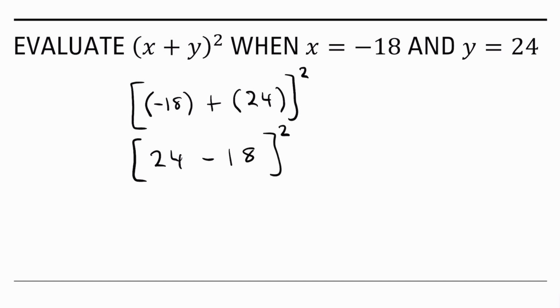That whole thing would be squared. 24 minus 18 will be 6. Now it needs to be squared still. And then 6 squared will be 36. And so that's how you would evaluate that one.